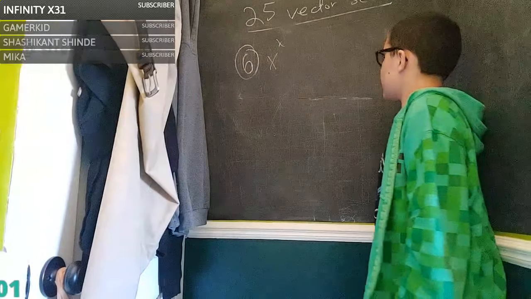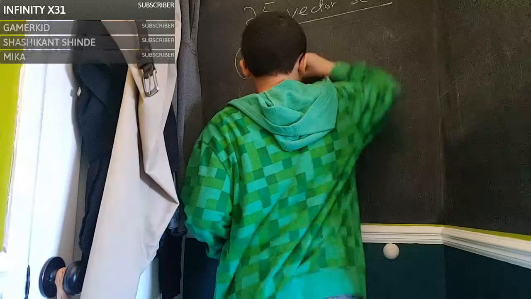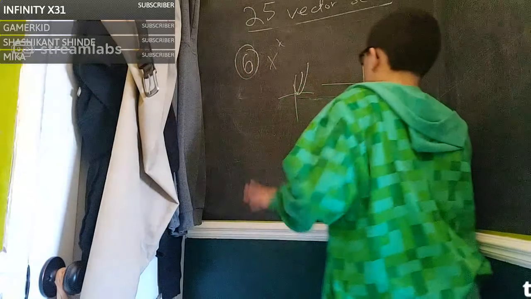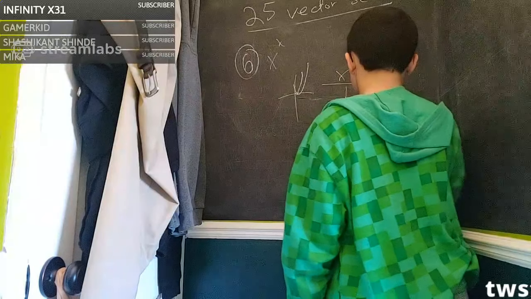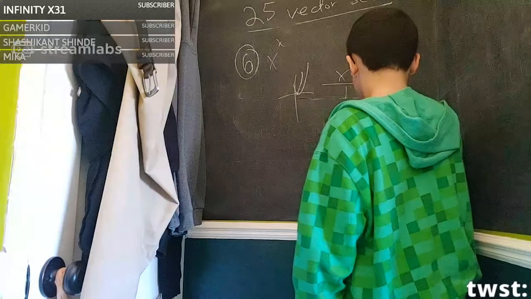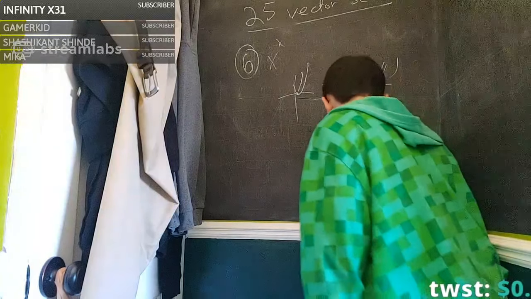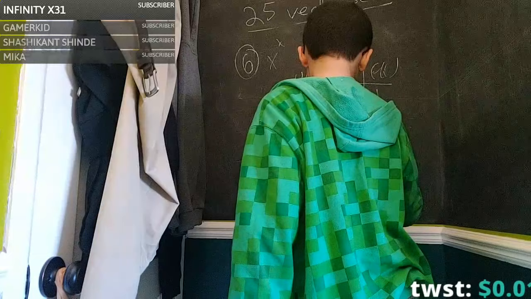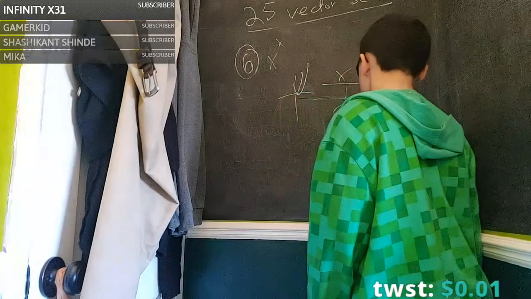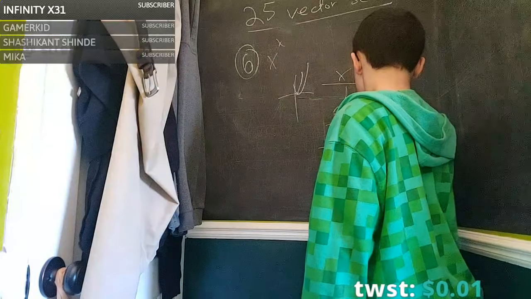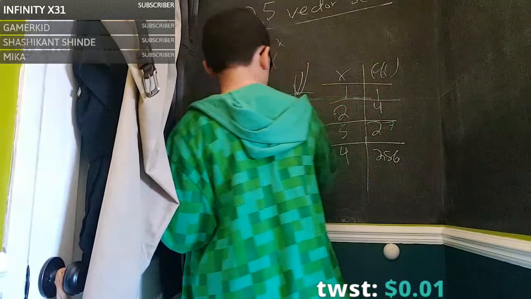Y'all know the graph of x to the x. I don't know what it looks like. I think it looks a bit like this, but I don't know. Okay. x, f of x. Here we go. 1, 1; 2, 4; 3, 27; 4, 256. Well, this isn't periodic, which means I can just use my formula.